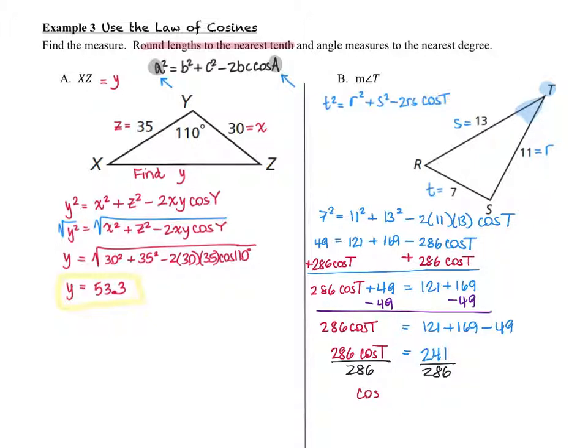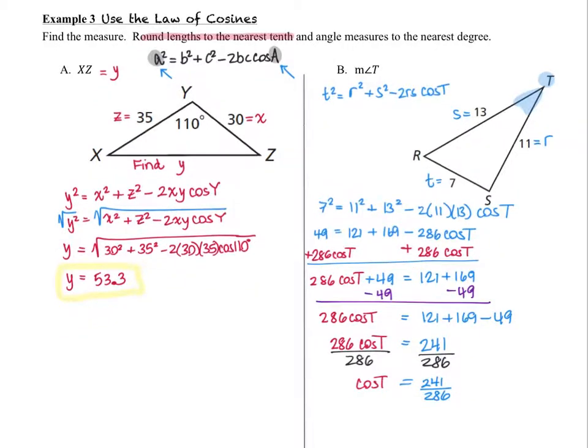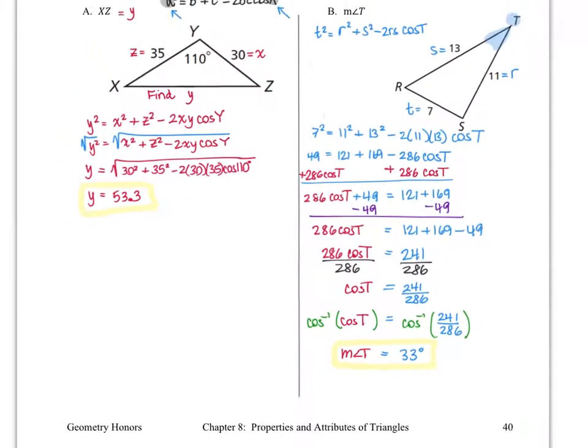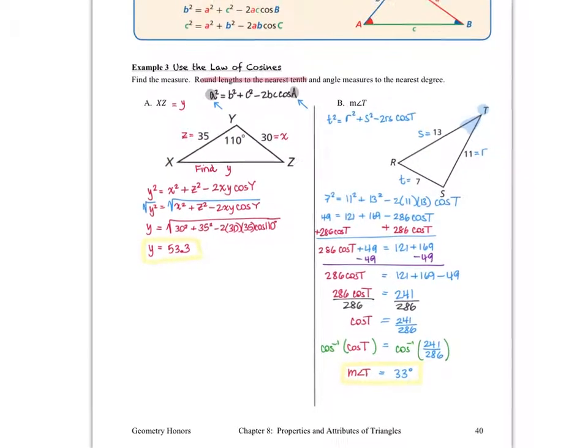Leaving the cosine of T on the left-hand side, and on the right-hand side, I'm going to leave it as 241 divided by 286. The last step is for us to take the inverse cosine of both sides, which on the left-hand side is going to leave us with the measure of angle T, and on the right-hand side, to the nearest degree, is going to give us 33 degrees. We have found our missing angle measurement. Remember that when we're trying to solve a triangle, we need to find all the side lengths and all the missing angles.